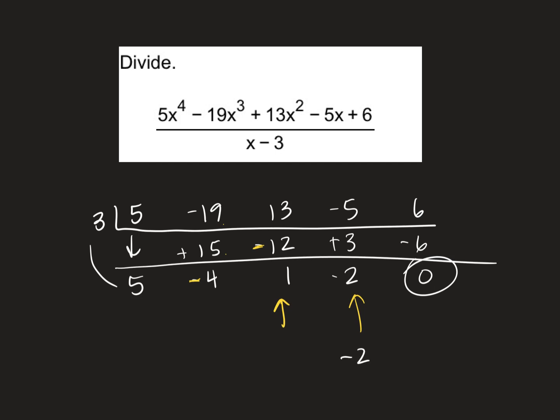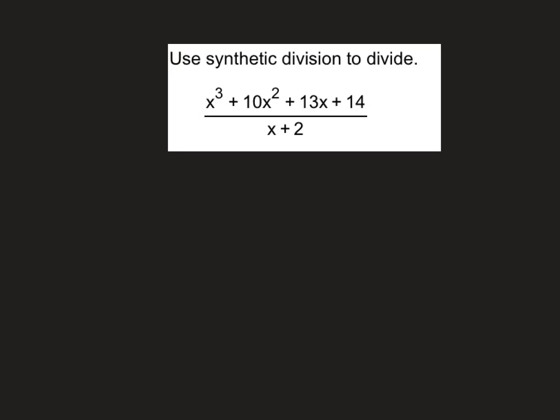The -2 has no variable. Then the x has one variable, it's just 1x. Then it's going to be x squared, and that's going to be a -4 in front of it. And then it's going to be x cubed, and that's going to be a 5 in front of it. All right, so same thing.